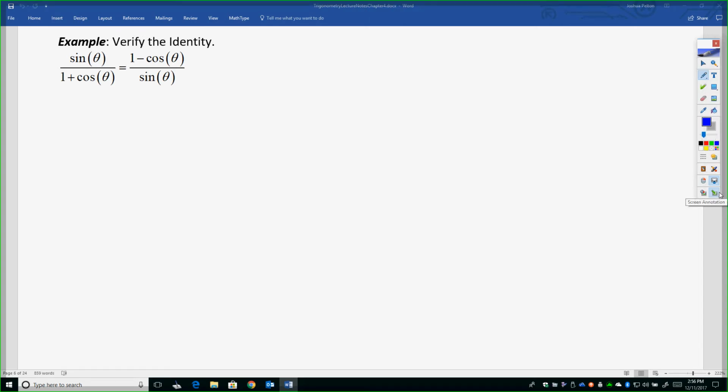Okay, there are a variety of ways to do this one. You can multiply by the conjugate. So instead of 1 plus cosine, you can multiply by 1 minus cosine. Or we can just simply cross multiply. That would work too. So we cross multiply.